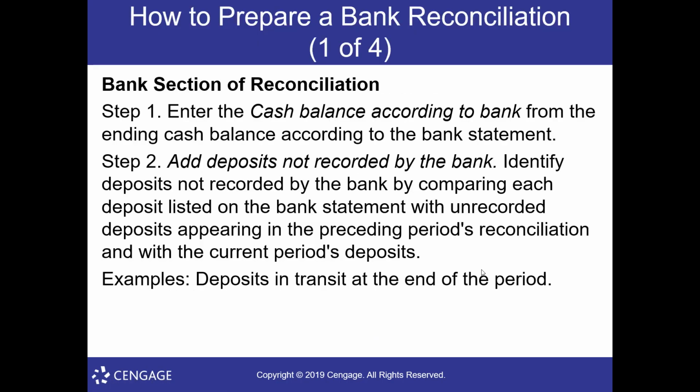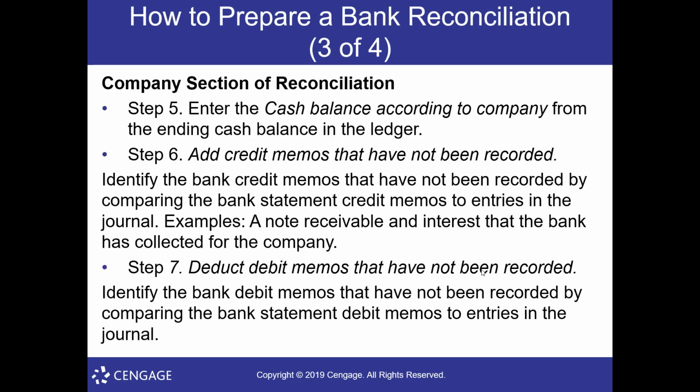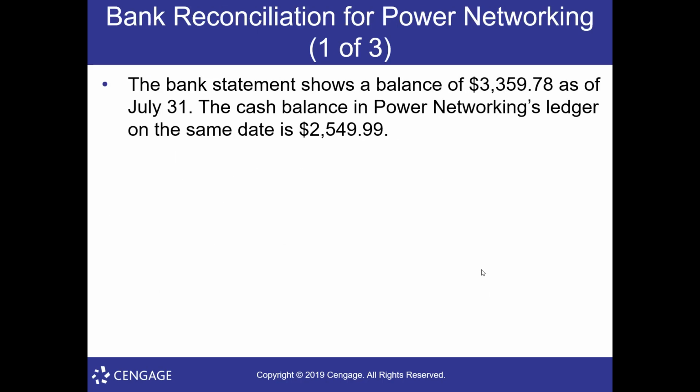So how to prepare a bank reconciliation, we're going to do that in Excel, but you add deposits not recorded, you deduct outstanding checks, and you determine the adjusted balance. On the company section, you start with the company balance, you add credit memos, which is a notes receivable or something you haven't recorded, deduct debit memos, and then any non-sufficient funds, and you get to an adjusted balance.